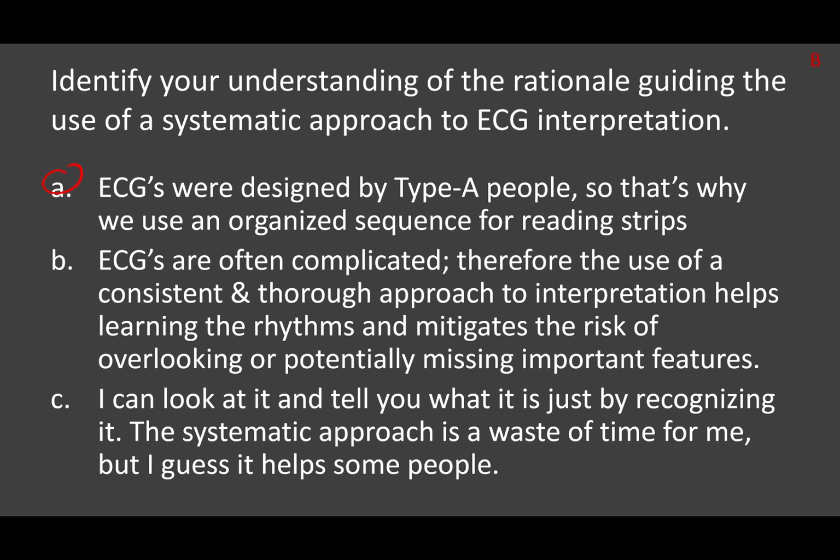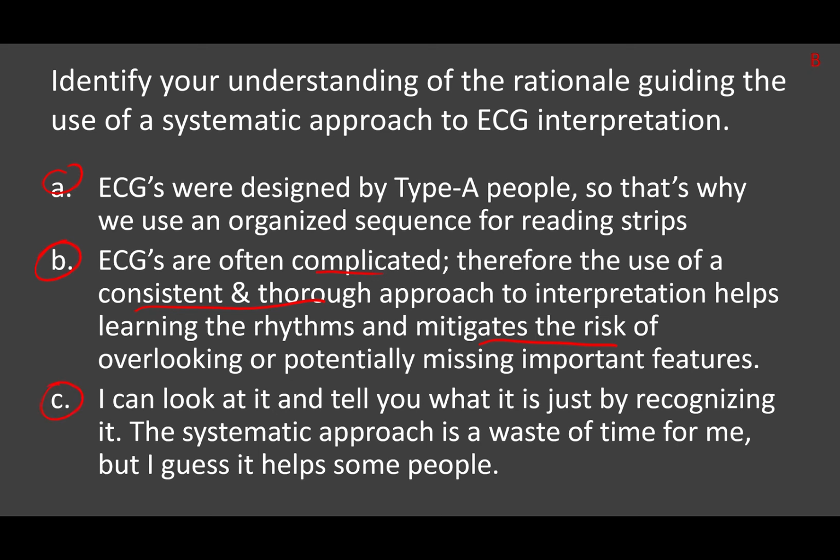If we look at B, ECGs are often complicated, which is the truth. Therefore, the use of a consistent and thorough approach to interpretation helps learning the rhythms and mitigates the risk of overlooking or potentially missing important features, which is the big thing. That's why we use a systematic approach: to remain consistent, remain thorough, and not overlook things, because that could lead to problems down the road.